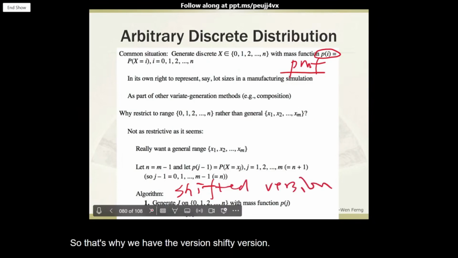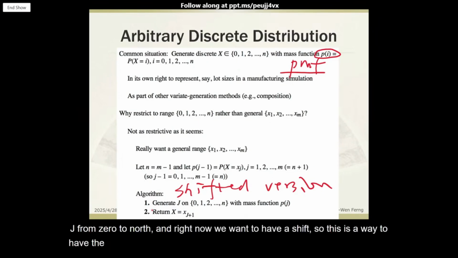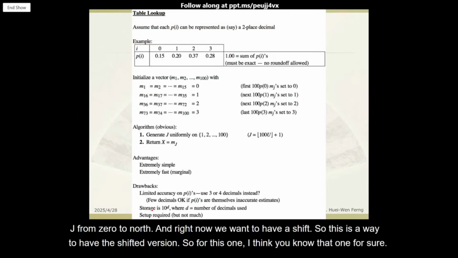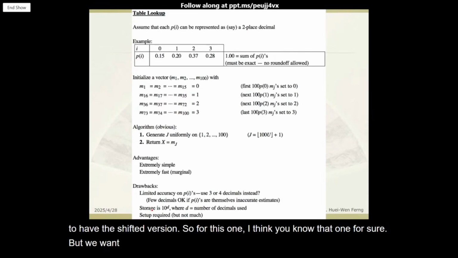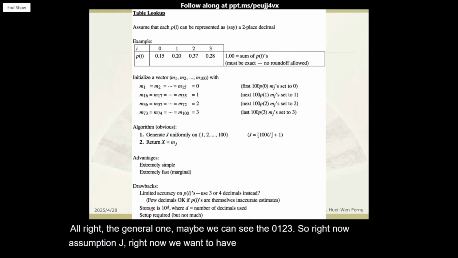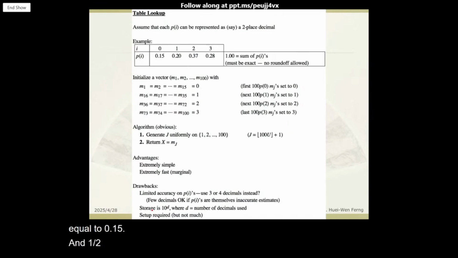So the current one, we assume we can generate J from 0 to n, and right now we want a shifted version. For this one, I think you know that one for sure, but we want to have further discussion. The general one, maybe we consider 0, 1, 2, 3. Right now, under this assumption, we want the generation for probabilities 0.15 for 0, and then 1, 2, and 3. So any idea how to do the generation?